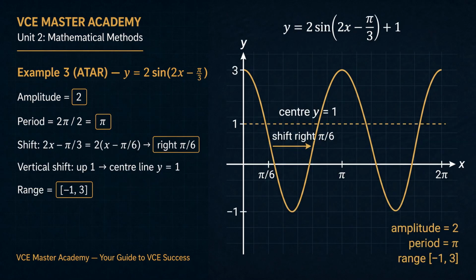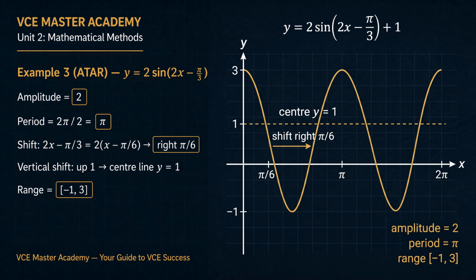Here is our third transformation, using all four dials. This is y equals 2 sine of 2x minus pi over 3 plus 1. To see the shift clearly, factor the 2. It becomes 2 times, bracket, x minus pi over 6. So the wave is shifted to the right by pi over 6. The period is pi, the amplitude is 2, and the center line is at y equals 1.